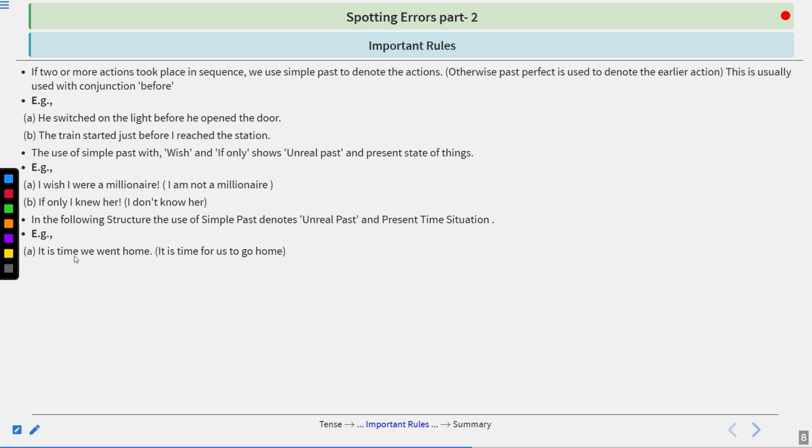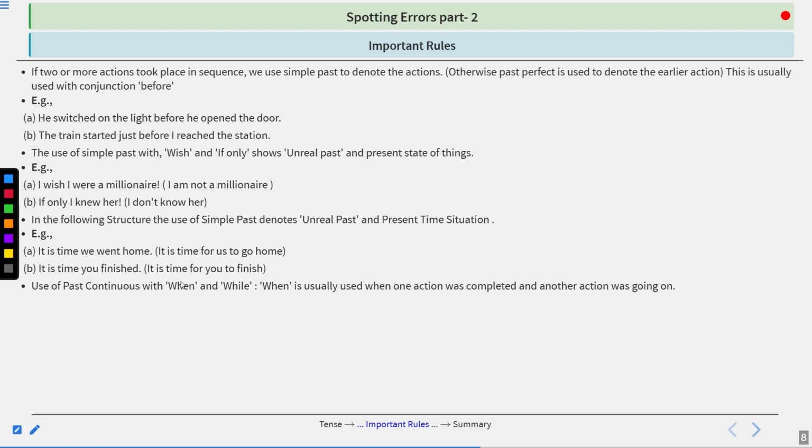Example, it is time we went home. With the expressions it is time, it is high time, it is about time, you have to use the second form of the verb, like went here. It is time for us to go. It means it is time you finished, it is time for you to finish. Here again we have used finished instead of finish, the second form of the verb.